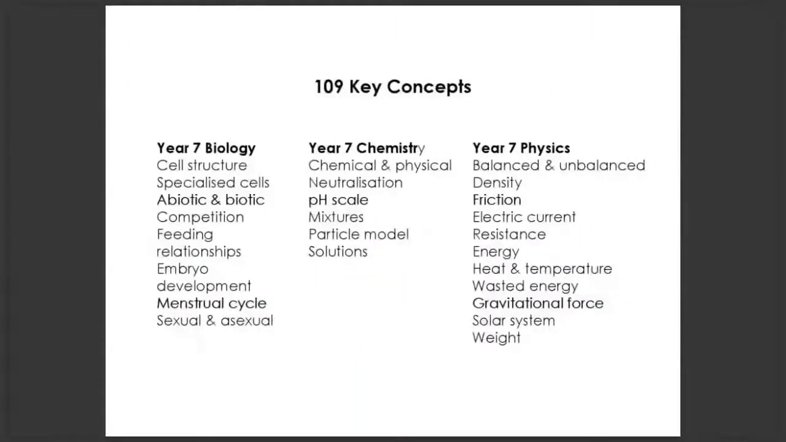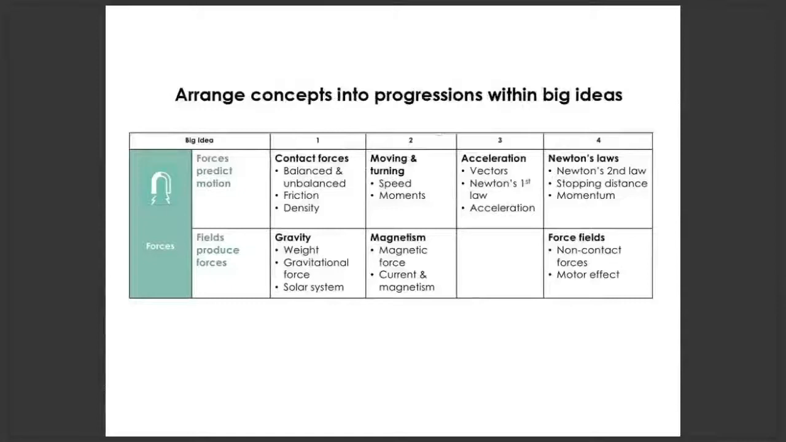So from 14 big ideas to about 100 key concepts, and for each one, we've worked out relatively the difficulty and created a progression so that you can keep revisiting the ideas every year if possible, and each builds on the last one.